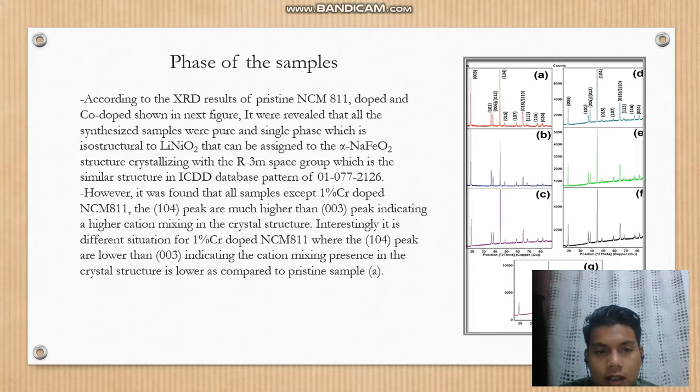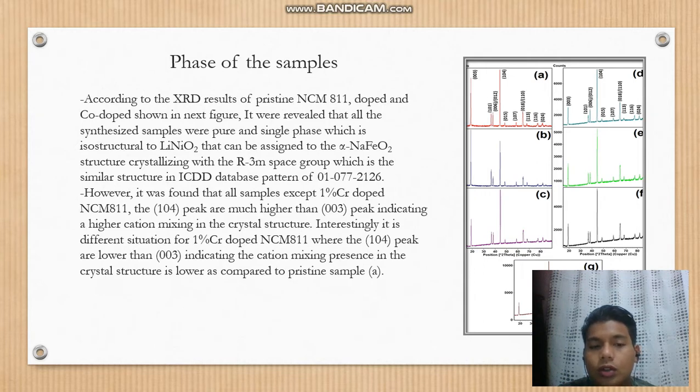According to the XRD results of pristine NCM811, dope and co-dope shown in the next figure, it was revealed that all the synthesized samples were pure and single phase, which is isostructural to LiNiO2, that can be assigned to the alpha-NaFeO2 structure crystallizing with the R3m space group, which is the similar structure in ICDD database pattern 01-077-226.